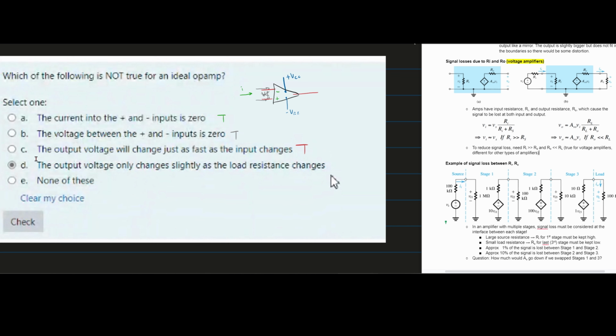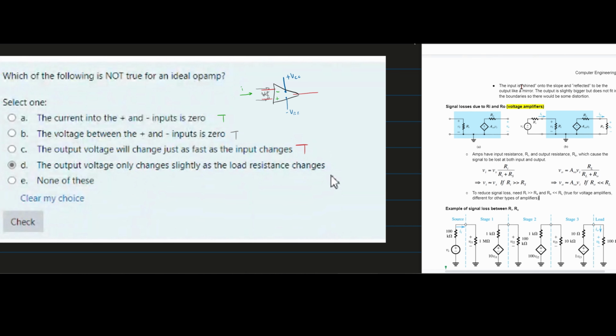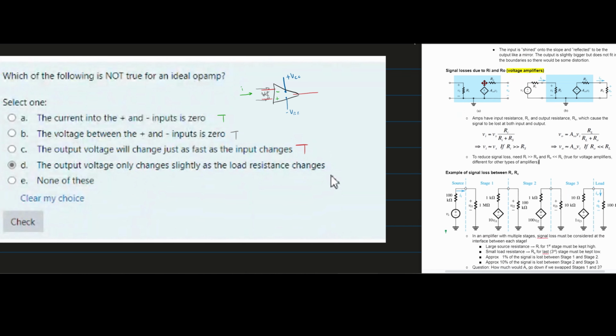In part D, the output voltage only changes slightly as the load resistance changes. If we look at the notes linked below the like button, page 8, signal losses due to Ri and R naught are what we need to focus on. We're going to be looking at this voltage divider. So to reduce our signal loss, our Ri has to be a lot greater than our R source.